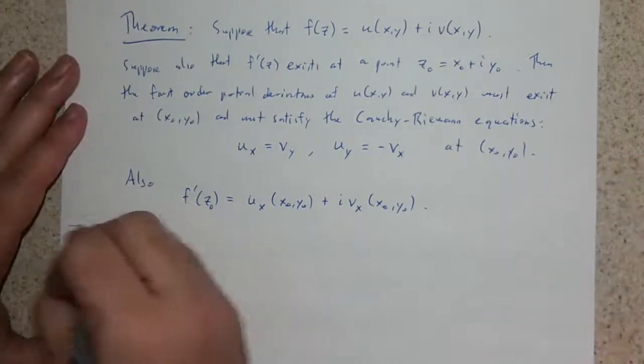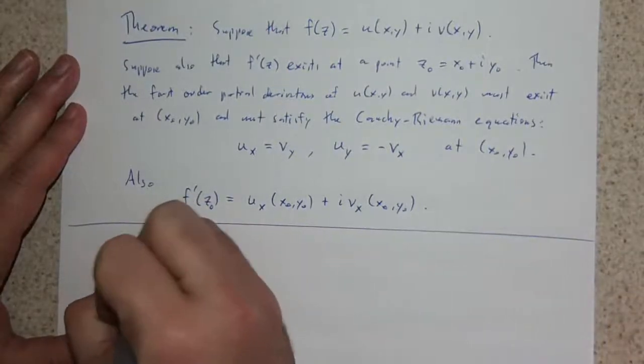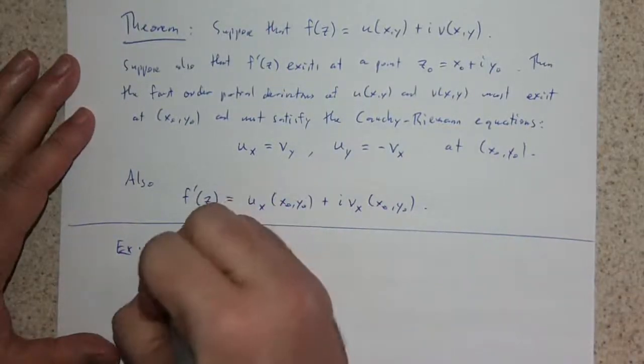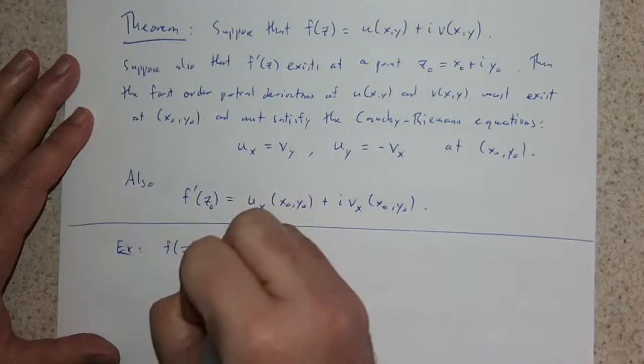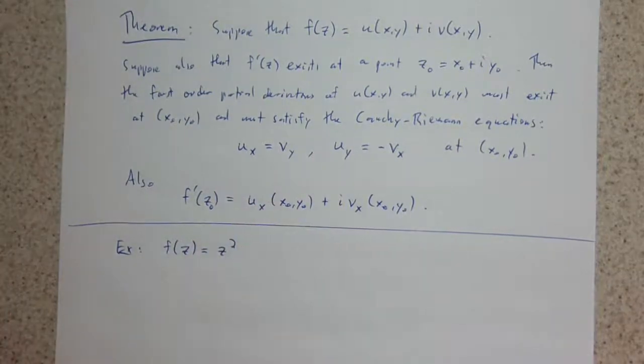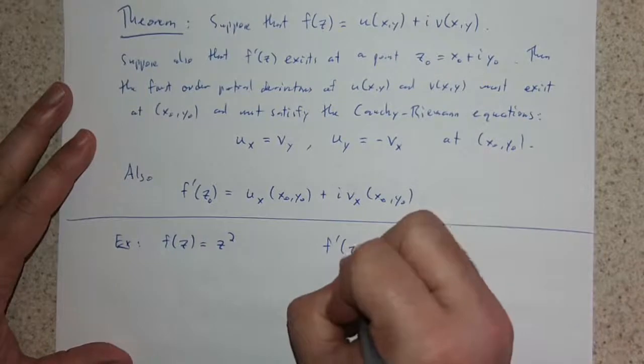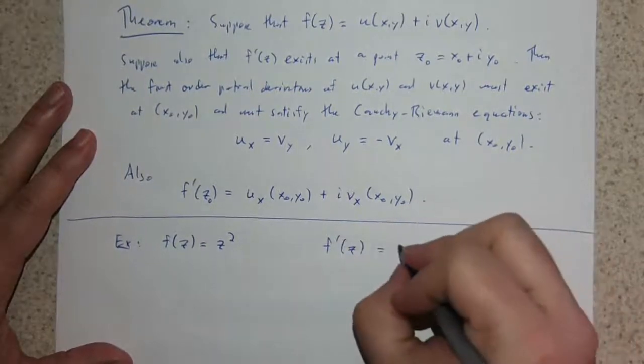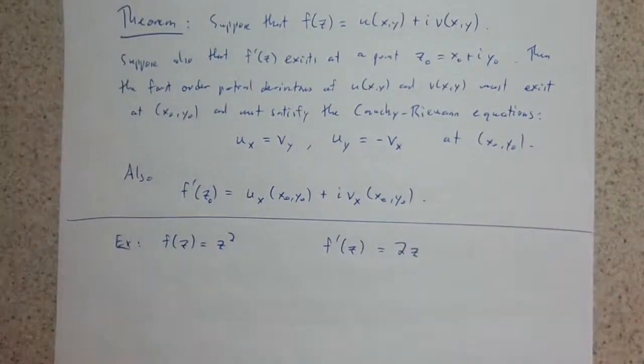So let's do a couple of examples. The first example is our favorite. f of z is z squared. Now we actually already computed f prime here, so we know that f prime of z squared is 2z, just from yesterday's rules. And so we're actually done already if that's all we wanted to do.